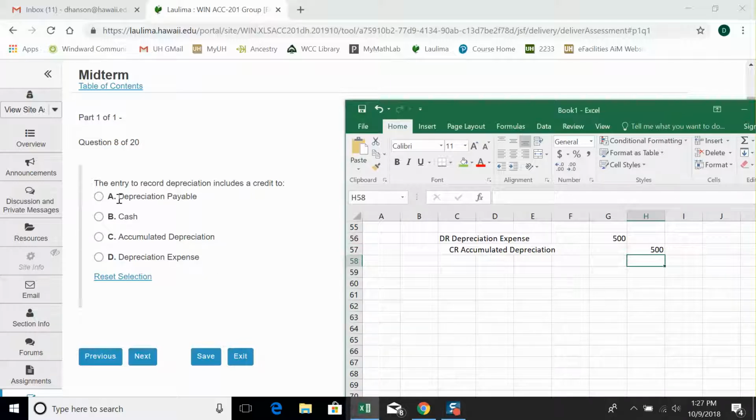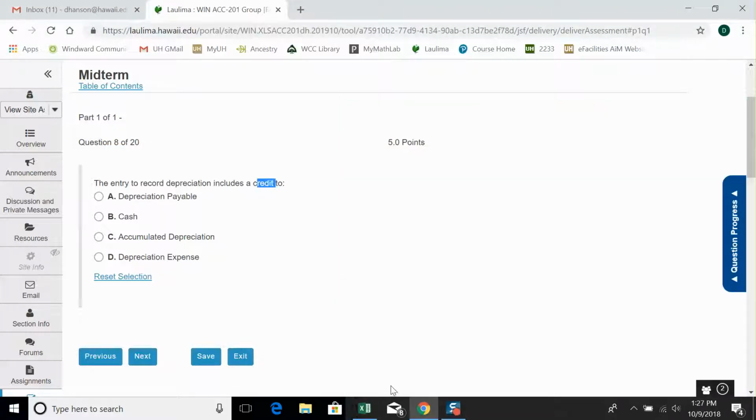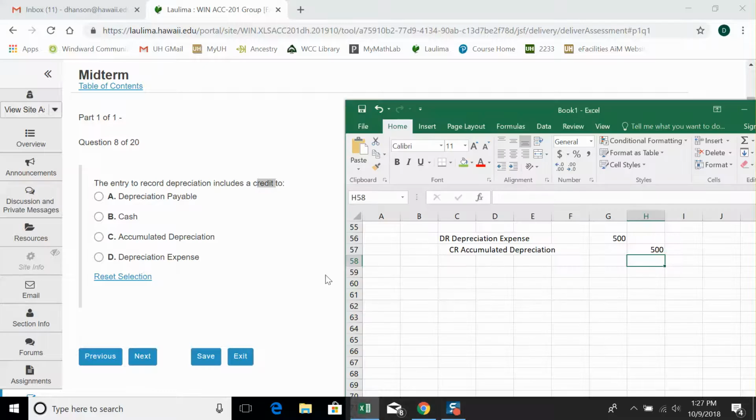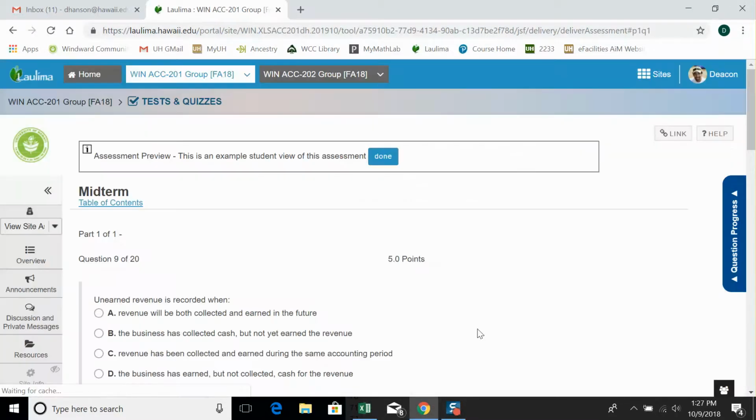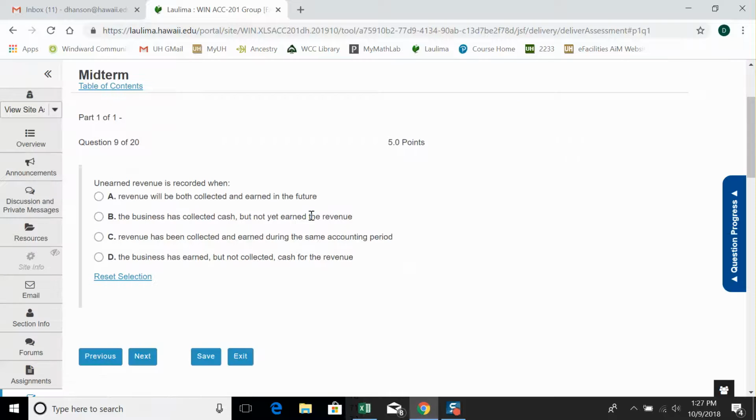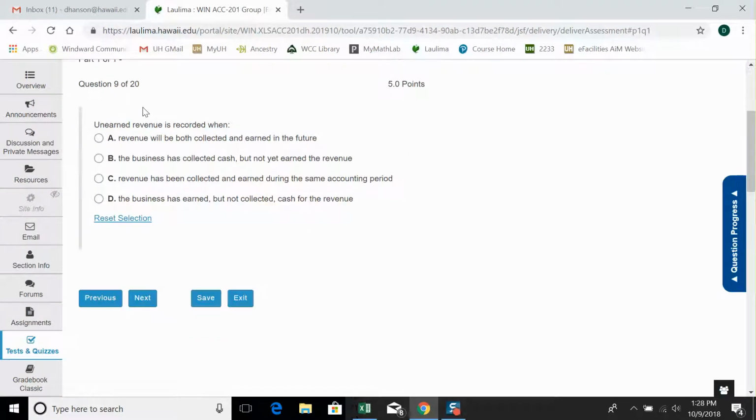So we're going to look down here. There's no such thing in this case as depreciation payable. Cash is irrelevant. Depreciation expense is where the debit would go. They're asking for the credit, so be very careful. It'll be accumulated depreciation credit. Okay, now question 9 of 20.